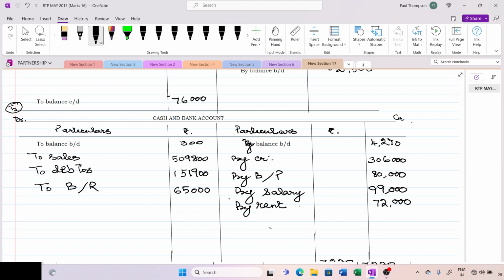Then they have made a payment for insurance premium. Insurance premium 10,000. Then there is a payment for stationery. They have made a payment of purchased stationery 1,500.